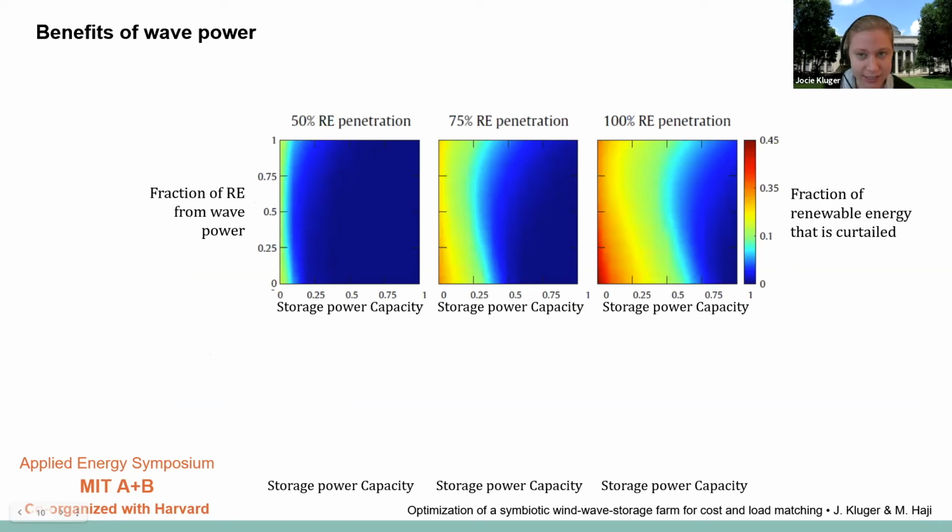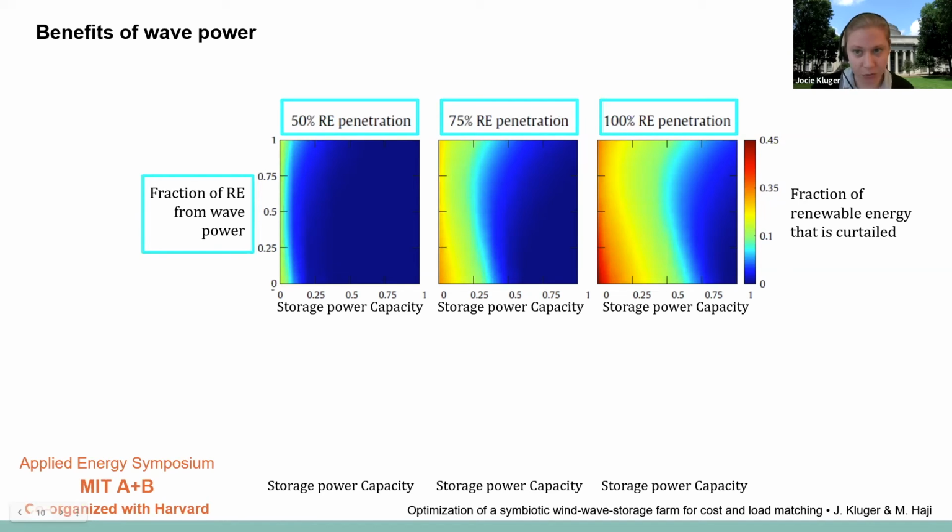Here we can see the trends in the annual statistics for the optimized parameter sweep. Each column is a different renewable energy penetration level. The y-axis varies the fraction of farm power that is wave power versus wind power, where 0 represents 100% wind power from the farm and 1 represents a farm that is 100% wave power.